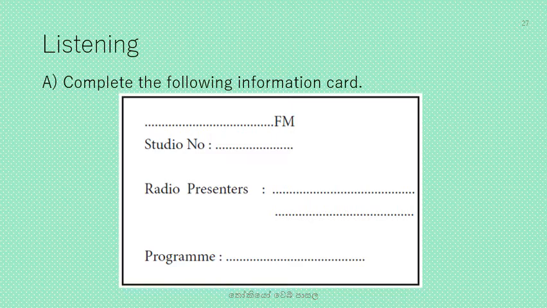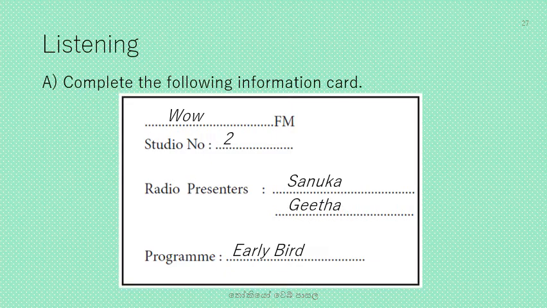So from the 3 readings, I hope you have already found this. So the name of the radio is Wow FM, and the studio number is 2. The 2 radio presenters are Sanuka and Geeta, and the program is Early Bird. I hope you were able to identify this in the initial introduction.